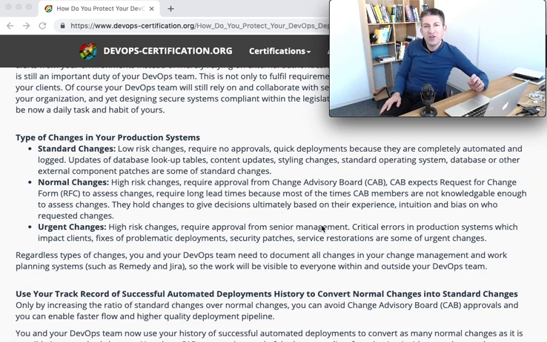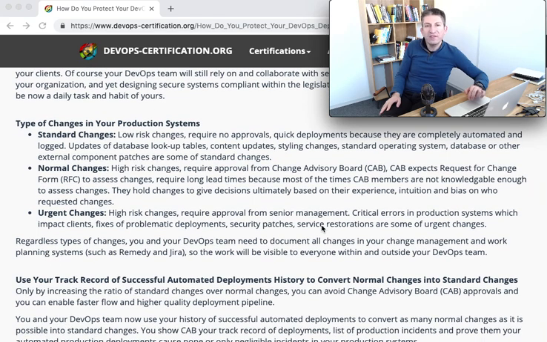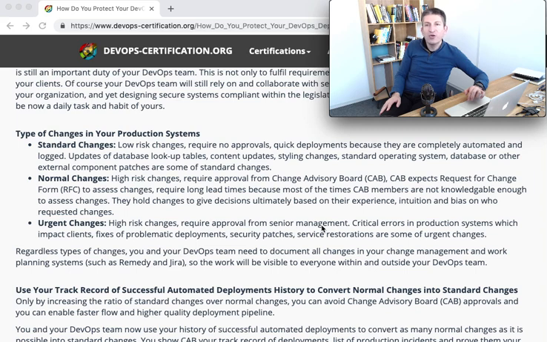So first off, standard changes. Standard changes are low-risk changes. They require no approvals. They are usually quick deployments because they are completely automated and logged. Updates of database lookup tables, content updates, styling changes, standard operating system, database, or other external component patches are some of the standard changes. So in summary, they are low risk, mainly automated, quite well logged, and quite typical. They are usually planned and announced, and therefore they can be automated 100%, and therefore they don't create any risk in your organization, and you don't need any permission.